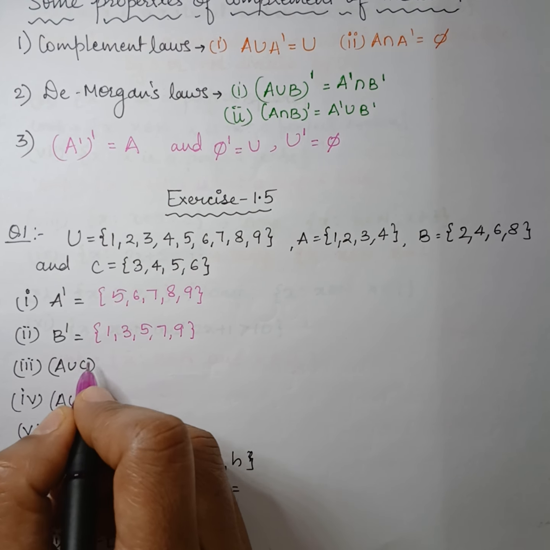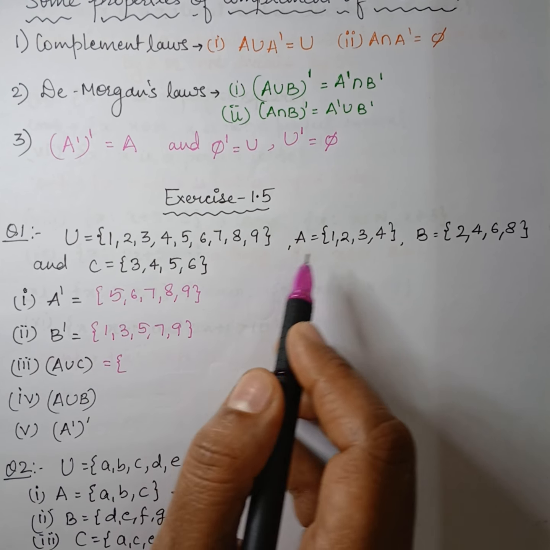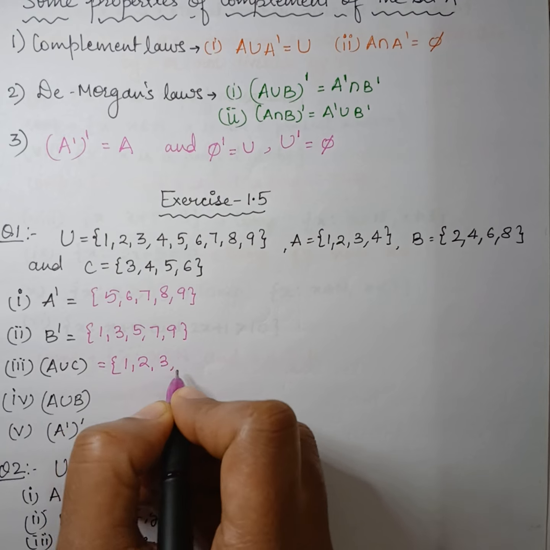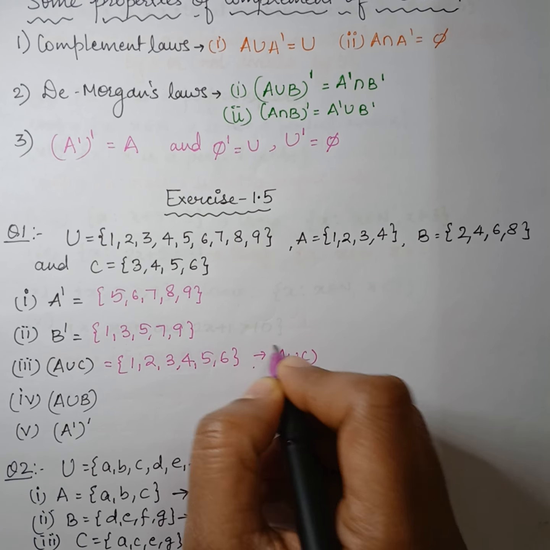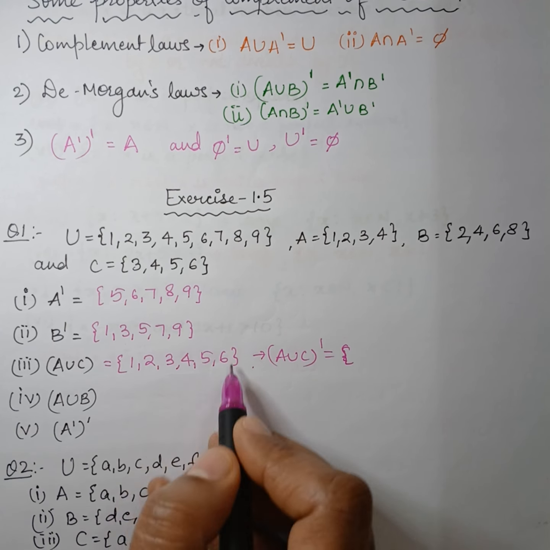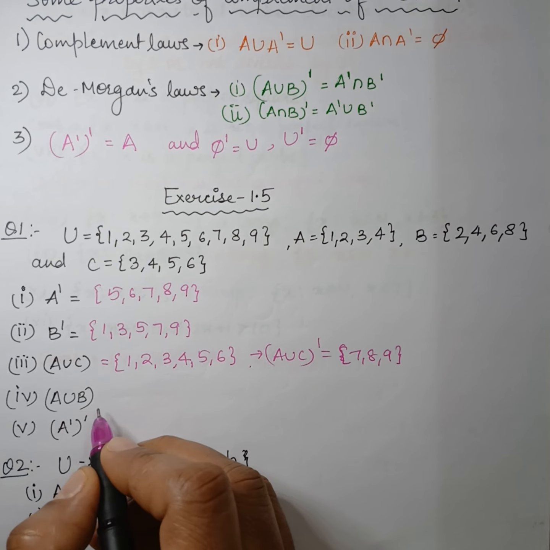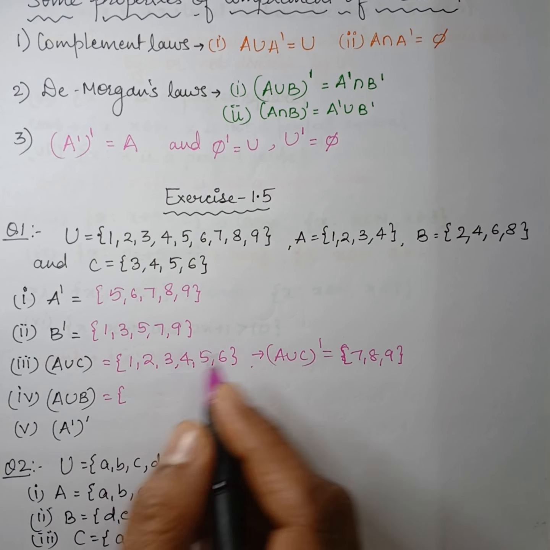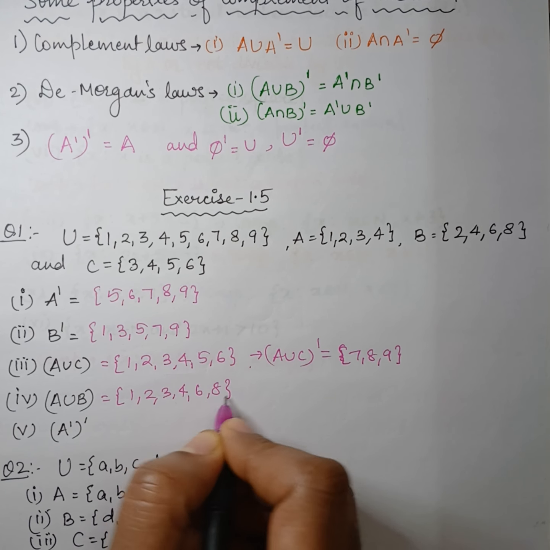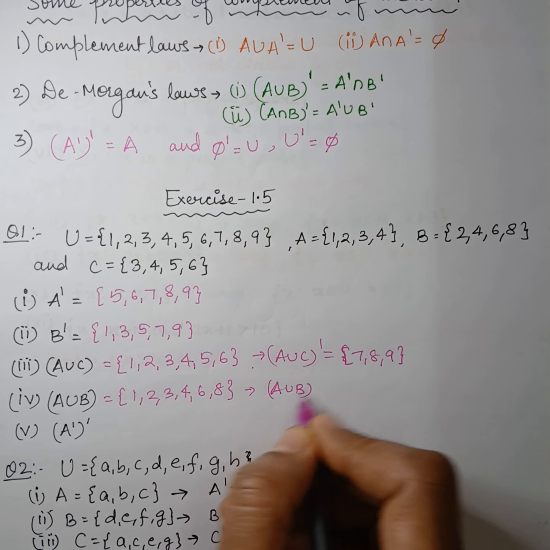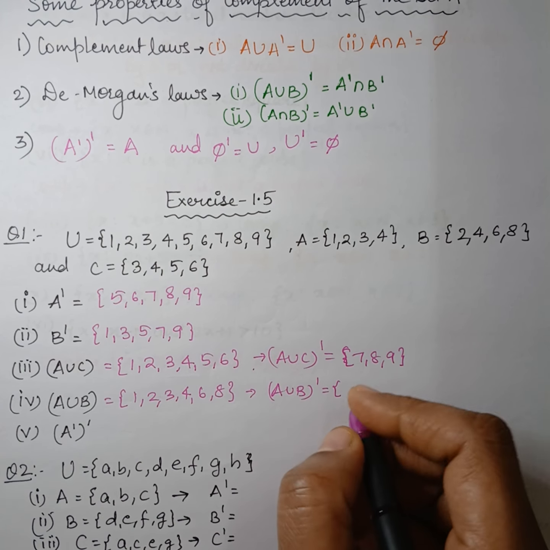Now I have to find (A union C) complement. For that, first we will find A union C. Now what is A union C? A union C is 1, 2, 3, 4, 5 and 6. So its complement will be, I have to remove these elements from universal set. So its complement is only 7, 8, 9. Then (A union B) complement, again we will find A union B first. A union B is 1, 2, 3, 4, 6, 8. Then we need to find its complement. I have to remove these elements from the universal set. So I will be left with 5, 7 and 9.